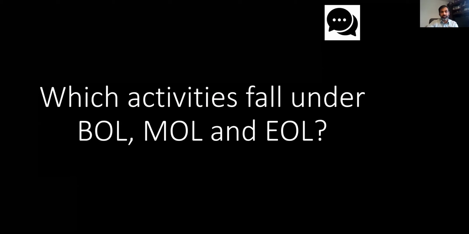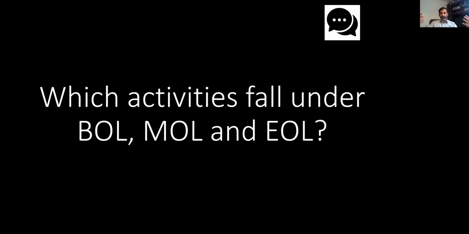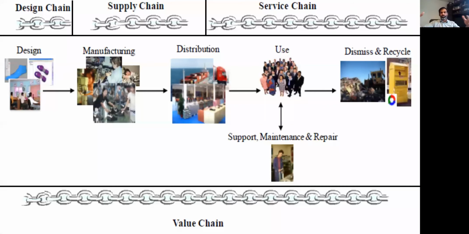So now the question is, which of these activities fall under beginning of life, mid of life, and end of life? Again, if you go back to the slide with the value chain, you've got all these activities. Which activities would fall under which area? I'll see if there are any responses on the chat. I think people were saying design and manufacturing under beginning of life. Yes, design for sure, and manufacturing to some degree as well.